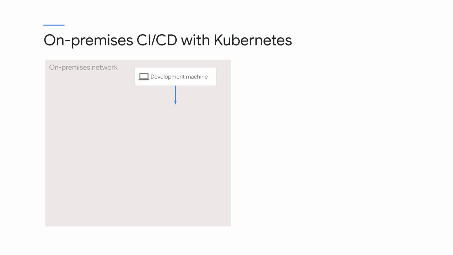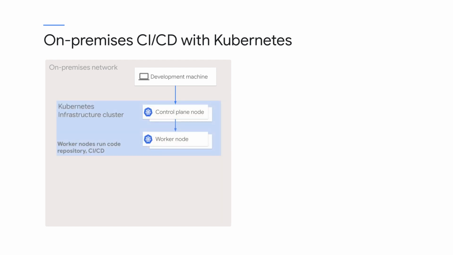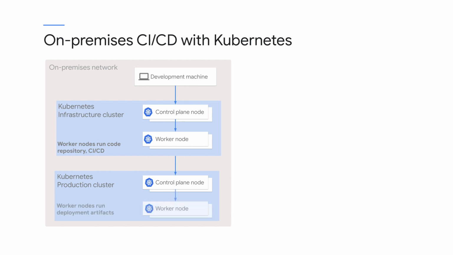The developer pushes the source code and submits it to the Git repository. This Git push connects to the control plane node in the infrastructure cluster to delegate work to the worker nodes. The worker nodes will build and test the updated source code. After the test completes successfully, the worker nodes delegate work to the control plane node in the production cluster. The production cluster control plane node delegates the task of deploying the updated application to the worker nodes.